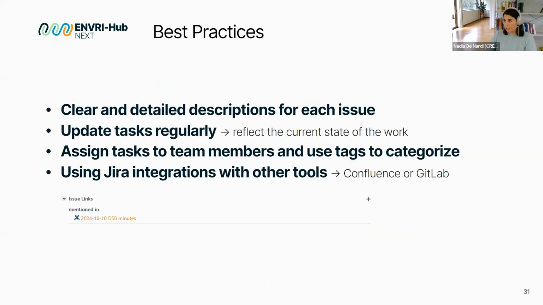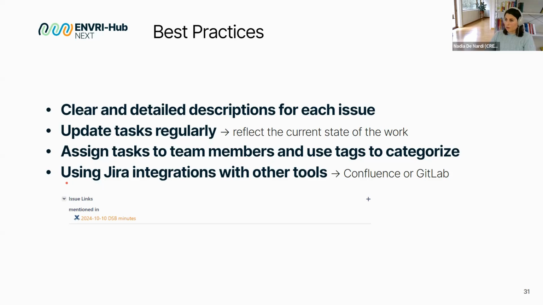So this is the last slide, a list of best practices that we can follow using Jira. When we describe the ticket, we must be clear and detailed, okay? We need to update the task regularly, I mean the status. Also, comment on the tickets. Then, once we create a ticket, we need to assign it to a person, otherwise it remains there unassigned and we lose it.